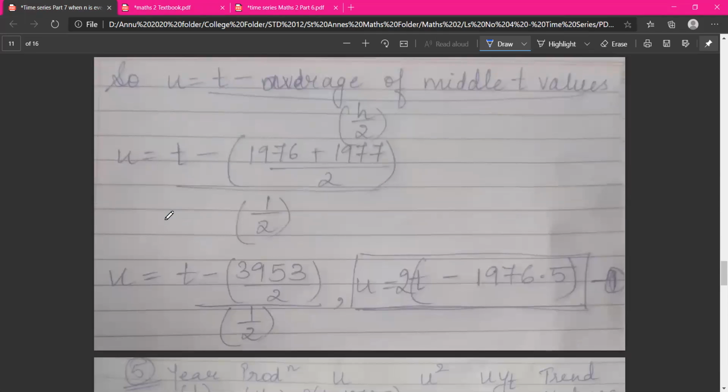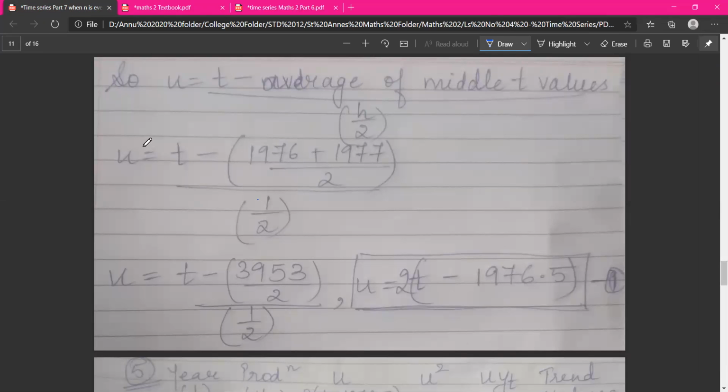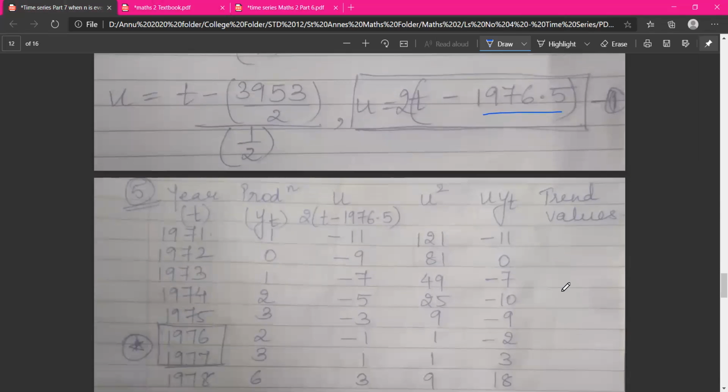So again I'll put the formula for U as (T minus average of middle T values) upon h upon 2. So (1976 plus 1977) upon 2. h, the difference between the years, is 1 year. As you can see, 71, 72, 73, 74. So I will take 1 upon 2. So (T minus 3953 upon 2), the whole upon half. So this half reciprocal होके बन जाएगा 2 bracket open. T minus, on dividing I get 1976.5. So I'll consider this as equation number 1.